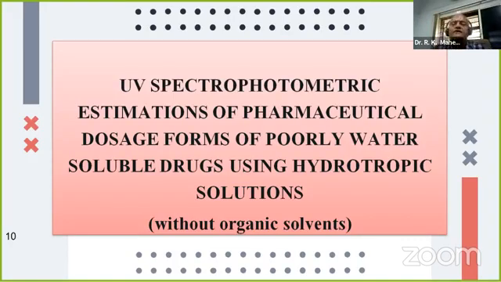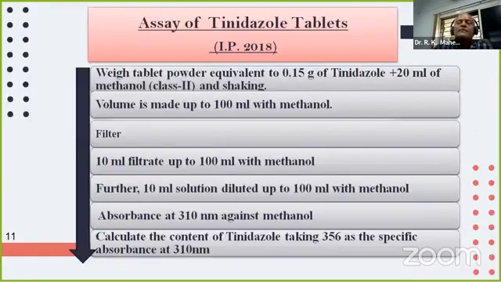Now, after TLC and after the stoichiometric analysis, we come to UV spectrophotometric estimations of pharmaceutical dosage forms of poorly water soluble drugs using hydrotropic solutions without the involvement of organic solvents. The example is that of tinidazole tablet. The IP and BP methods involve methanol for its estimation. How is it done? Weigh tablet powder equivalent to 0.15 gram of tinidazole.